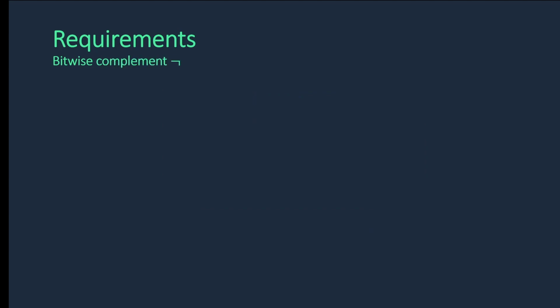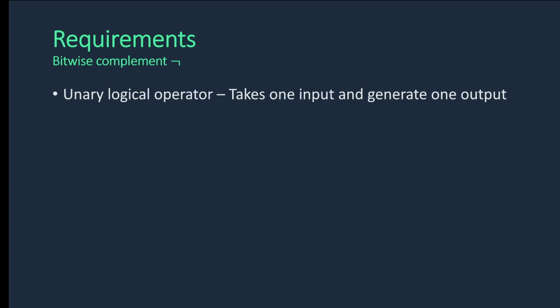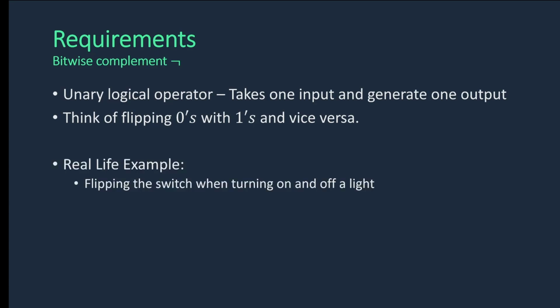Next, we need to be familiar with the bitwise complement operator. This one is actually a unary logical operator. You can think of the word uno, which means 1. So it takes as an input only one object and outputs only one object as well. You can think of it as flipping 0s and 1s and vice versa. So every time you see a 0, just change it with a 1, and every time you see a 1, just change it with a 0. The real life example we can relate to is flipping the switch when we are turning on and off a light.